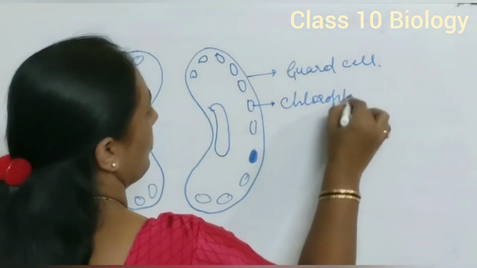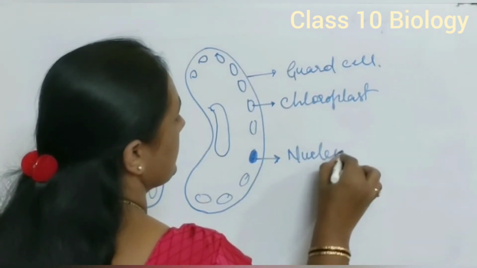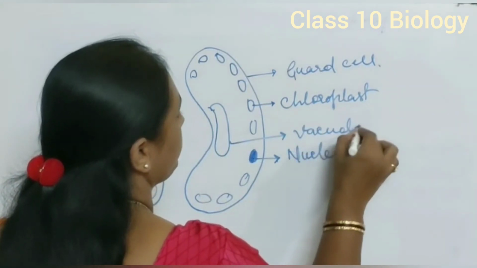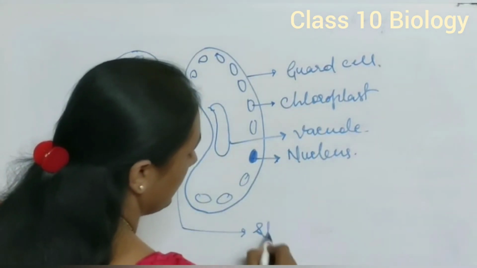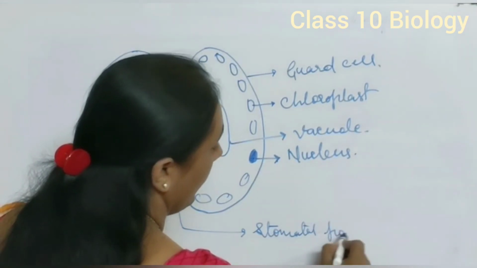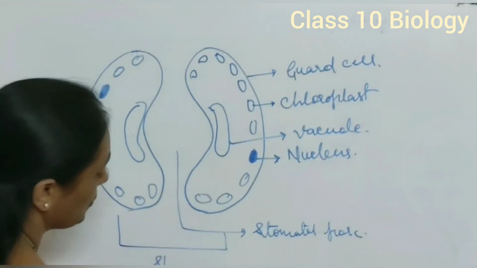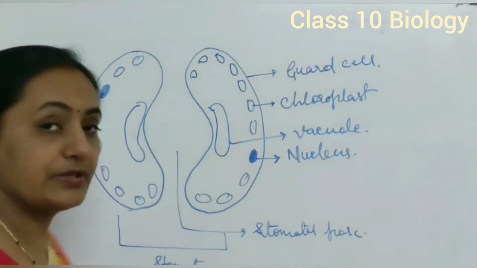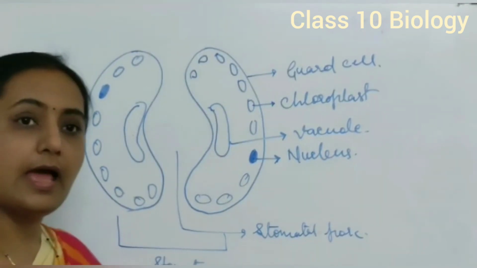This is the chloroplast. Here it is the nucleus. This is the vacuole, and this region, this opening, is called the stomatal pore. And the whole organization is called stomata. Actually, it is called stomatal apertures.